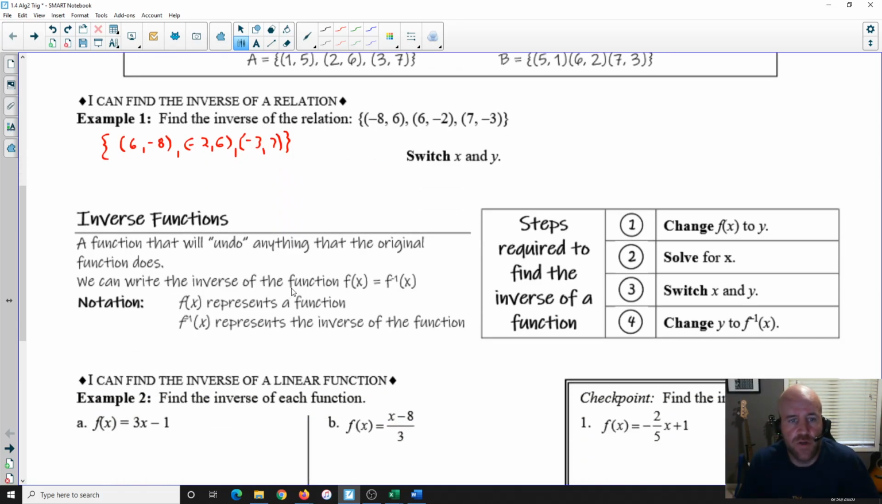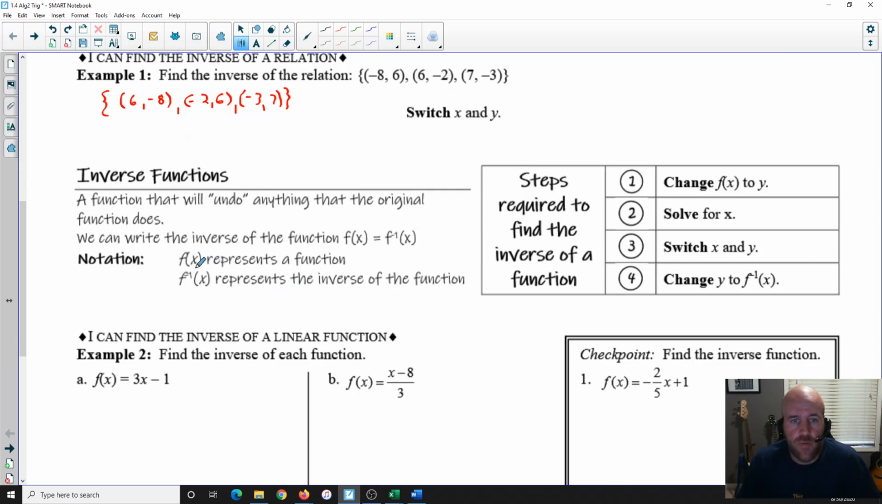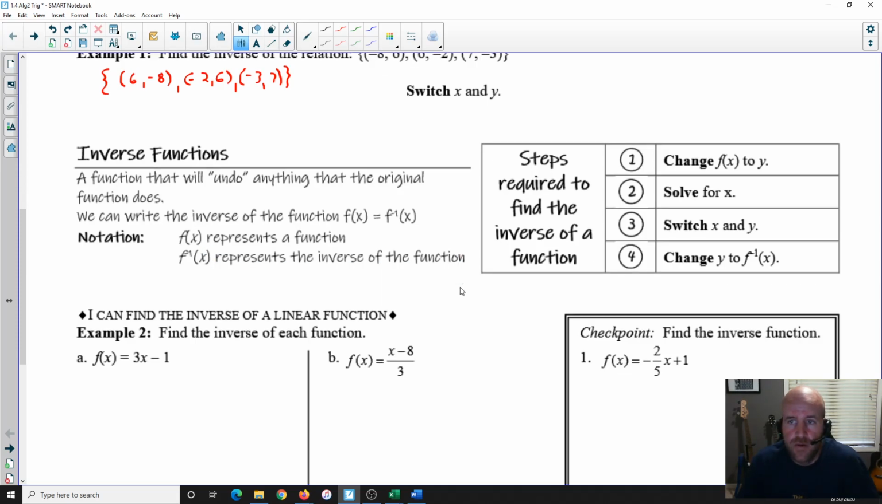So inverse functions. So we have that f of x again, that function notation. So when we find the inverse of the function, what we're going to have is this f to the negative 1 of x. So this just represents an inverse function. Okay, it's not a negative 1 power or anything like that. So steps to find an inverse function.